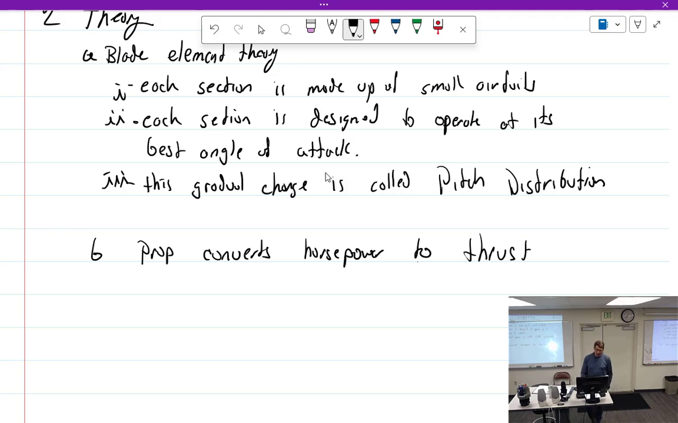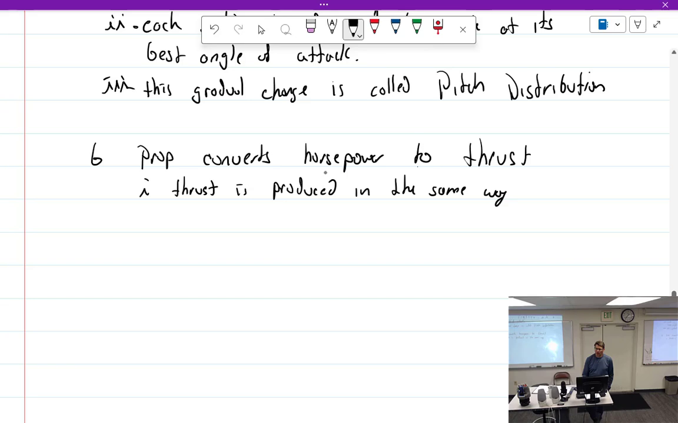So what is thrust? Well, according to Q&A, and whenever I say according to Q&A, it usually means I don't buy into it too much, thrust is produced by a rotating propeller in the same way lift is produced by a wing. That makes sense. So thrust is produced in the same way a wing produces lift.